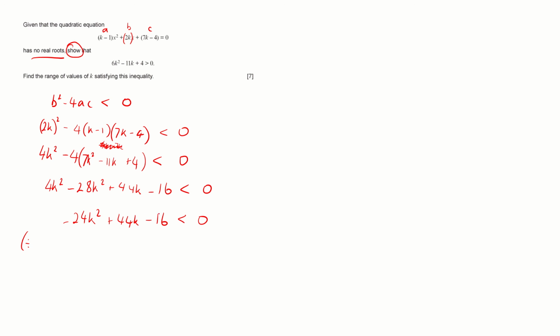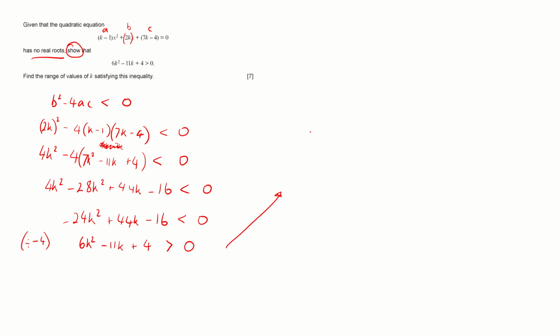Now, 4 will go into everything here, but they have a positive k squared, and there's currently a negative k squared. So if I divide through by minus 4, that will help me out, because I will end up with positive 6k squared minus 11k plus 4, and whenever you divide or multiply the inequality by a negative number, that switches the sign. So we're going to switch that sign to a positive, and we do end up with what we were supposed to. Now I'm going to go up here to finish the question.